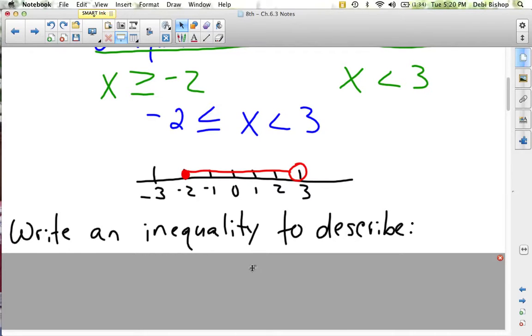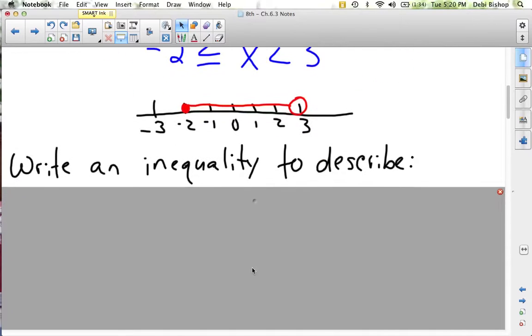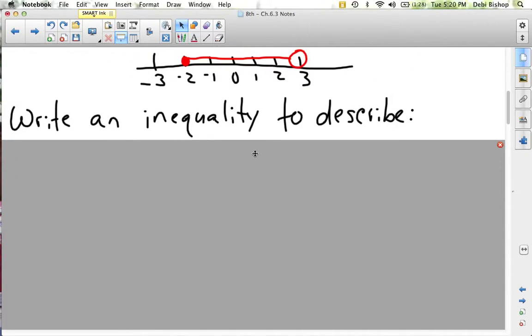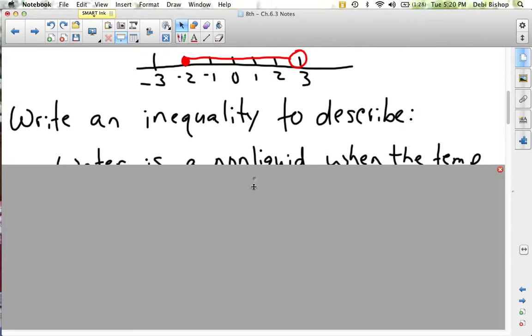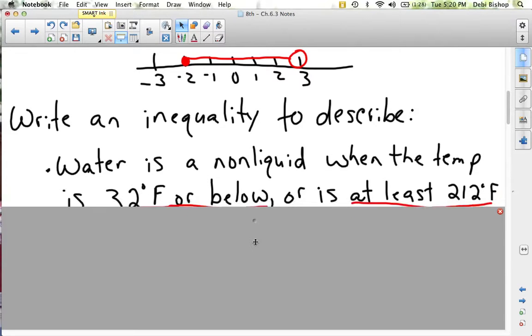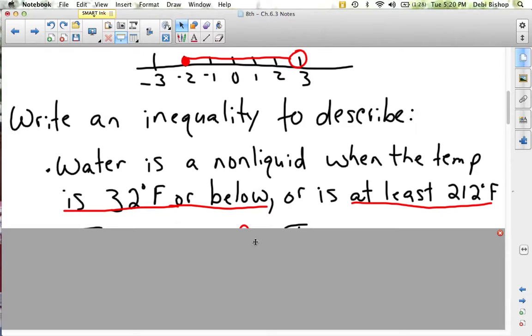So now we're going to talk about how to describe certain things. So this is more of like the real life situations. So I want to write an inequality to describe this situation. They give me the information that water is a non-liquid when the temperature is 32 degrees Fahrenheit or below, or is at least 212 degrees Fahrenheit. So you can see here my other keyword is or. It's not an and. So first I pull out my keywords.